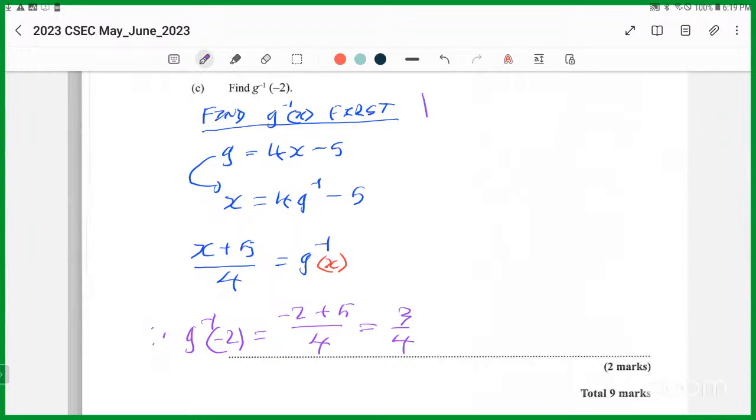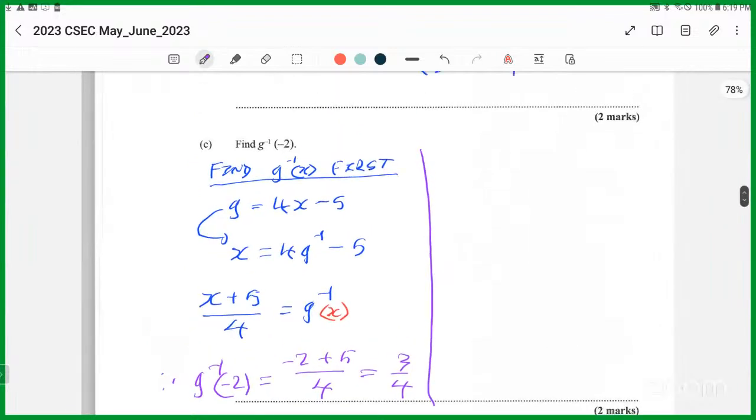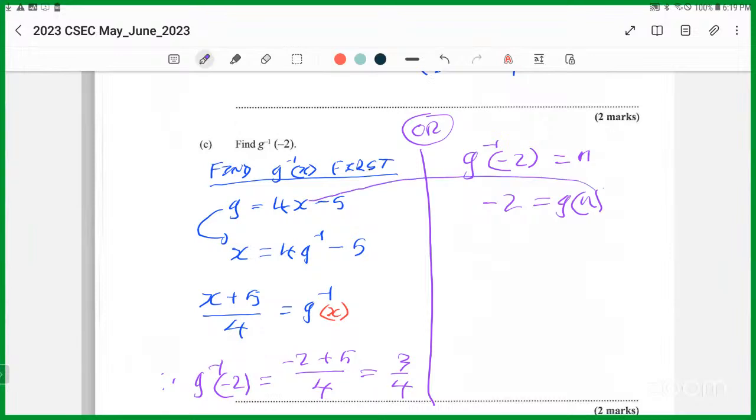The other method is to put g to the minus 1 of negative 2 equals some number. That's our method. And when we find the n, we have the answer. So if g to the minus 1 of negative 2 equals n, it means that negative 2 is equal to g of n. We transpose the inverse to this side. G of n now means I'll put n in the g function right here. It means that minus 2 is equal to 4n minus 5.